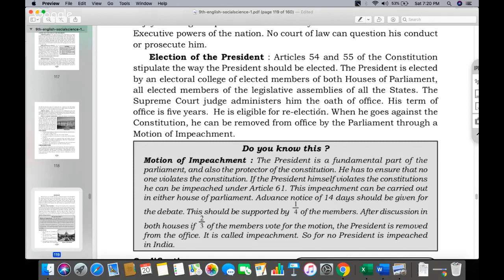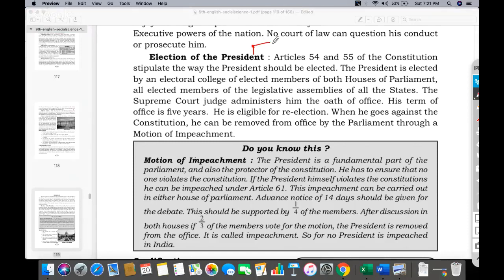I told you that if the head of a state is elected, then only the country becomes a republic. So I told you that India is a republic, and that is very much known from this fact that our head of state, which is the President, has to be elected. Now, is the President elected directly by the people of India? No, the election of the President is an indirect election. So the first thing that comes to my mind when I talk about election is indirect election. What do I mean by indirect election?